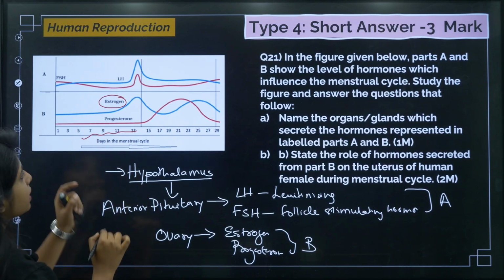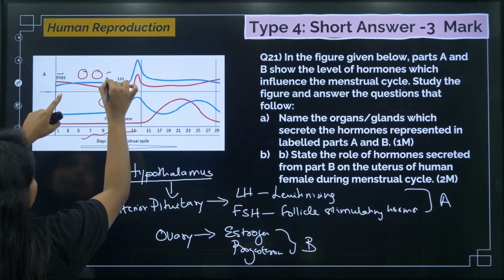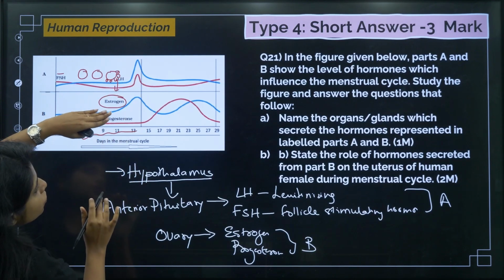So what happens is that when FSH is there, the follicles generate, they mature, and the cells of the follicles will be releasing estrogen, and the amount of estrogen will go high.